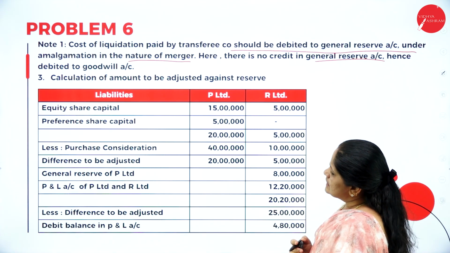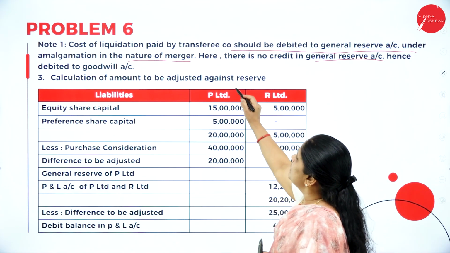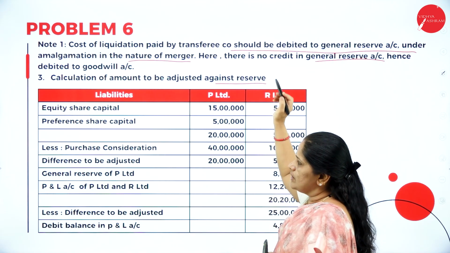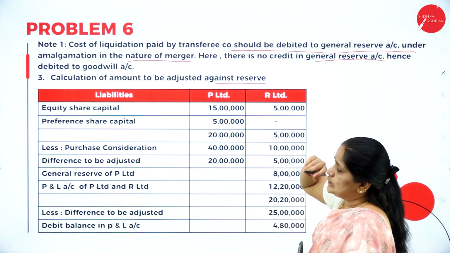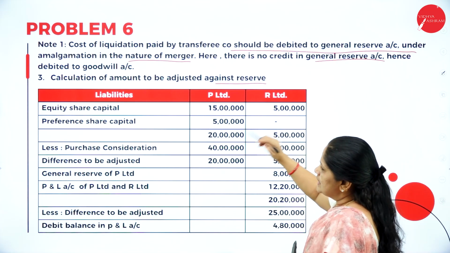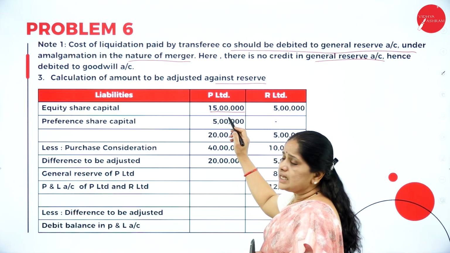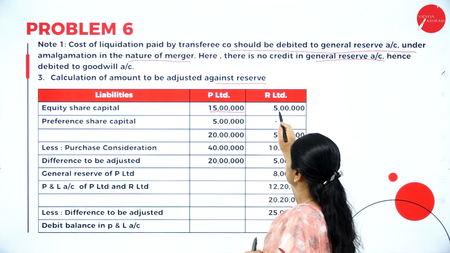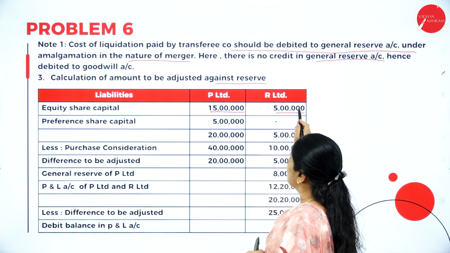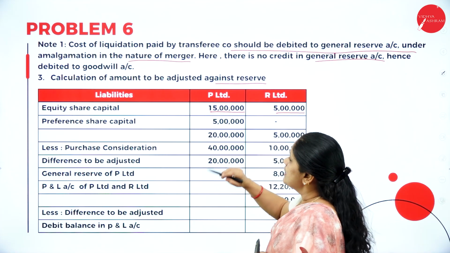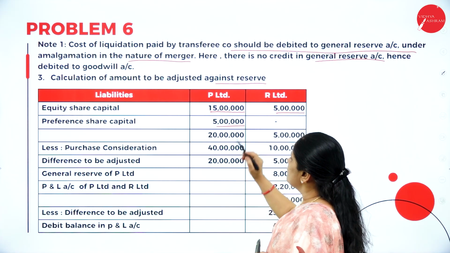So next one is the calculation of amount to be adjusted against the reserve. How do we adjust the amount to the reserve here? See, first thing is the equity share capital of P Limited. What is the equity share capital? 15 lakhs. Equity share capital of R Limited is also 5 lakhs. So preference share capital is 5 lakhs.